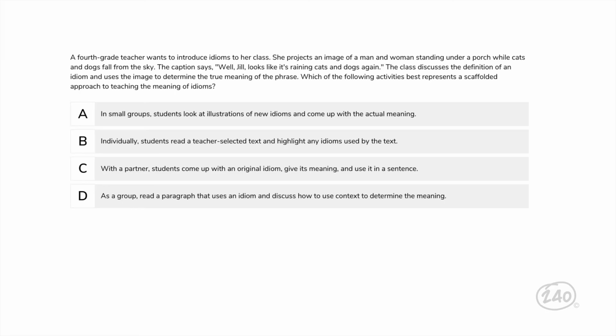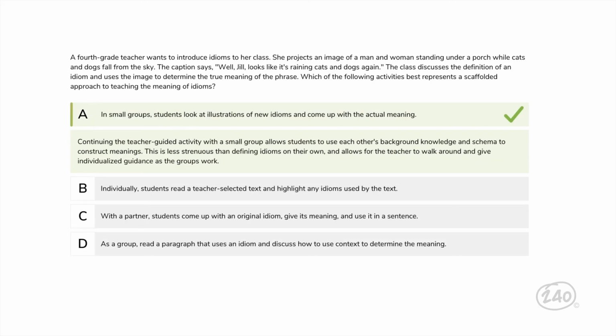In small groups, students look at illustrations of new idioms and come up with the actual meaning. Individually, students read a teacher-selected text and highlight any idioms used by the text. With a partner, students come up with an original idiom, give its meaning, and use it in a sentence. As a group, read a paragraph that uses an idiom and discuss how to use context to determine the meaning. This way, students can use each other's background knowledge and schema to construct meanings. It's less difficult than working on their own, and it allows the teacher to walk around and monitor the discussions.